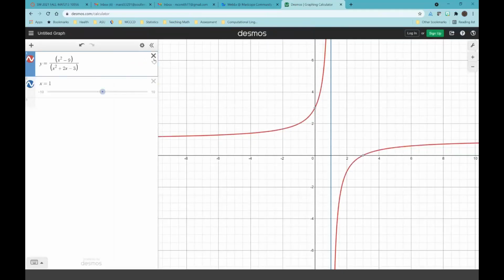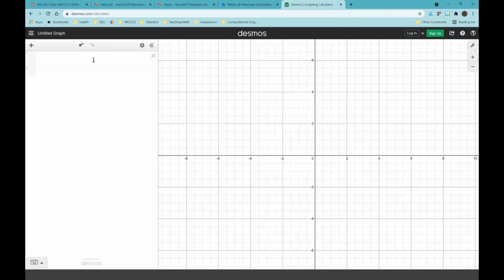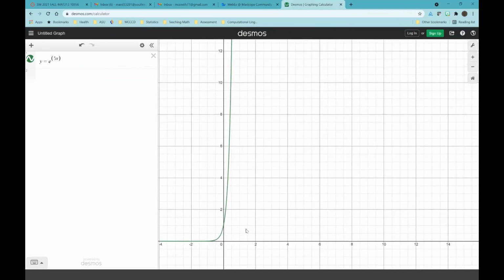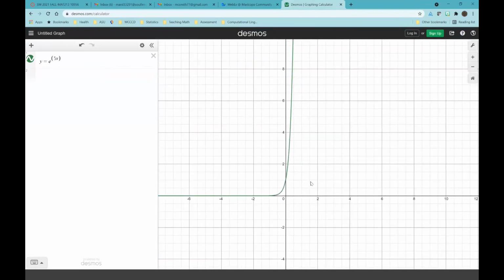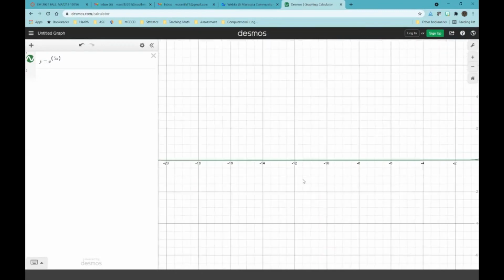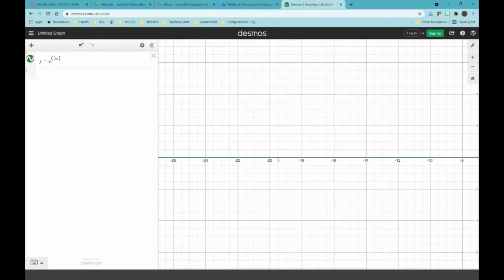Let's look at this one. This is y equals e to the 5x. Now again, you can see as I go towards the right, my y values increase without bound and very rapidly. But look at what happens if I go towards negative infinity. Desmos is even telling you the value is 0. It's not, but Desmos is only carrying 2 decimal places.